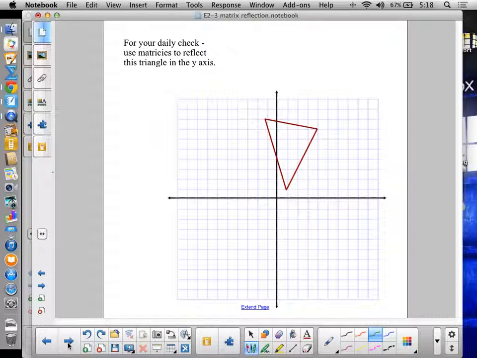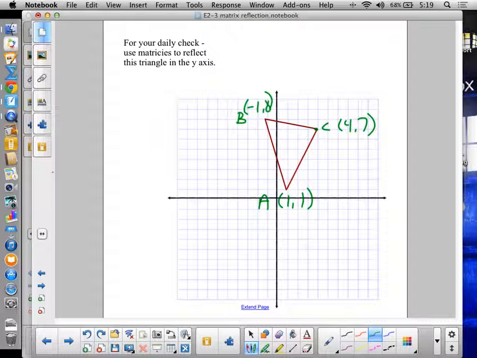For your daily check, I want you to reflect this particular triangle in the y-axis. And again, I'll just give you the points real quick. We'll call that 1, 1. We'll call that point A. This is point B. It's at negative 1, 8. And this is point C. And that is at 1, 2, 3, 4, 7.